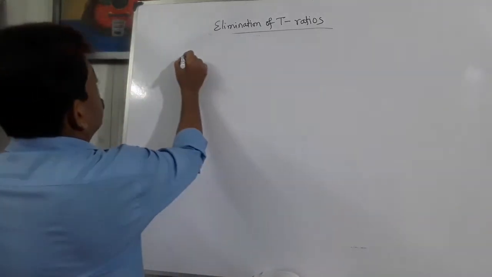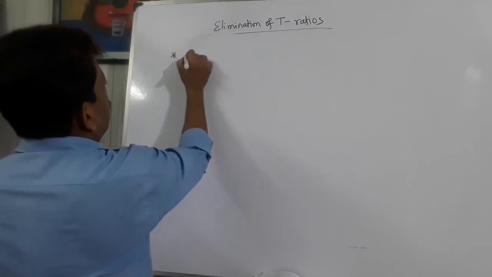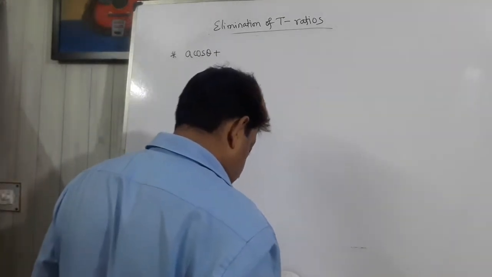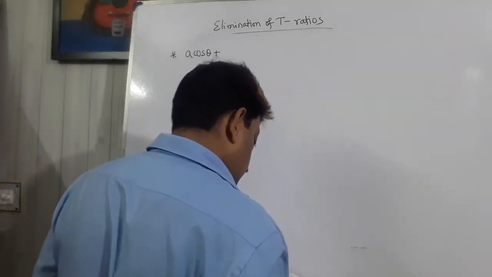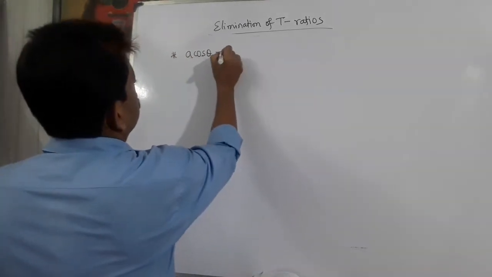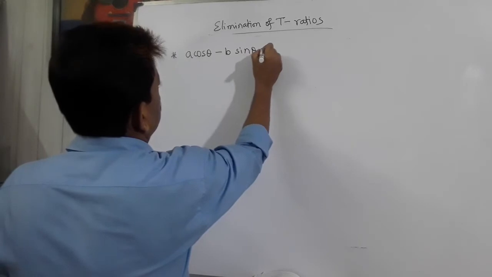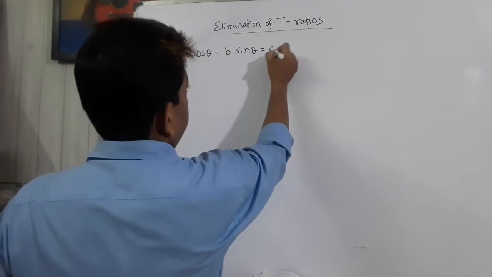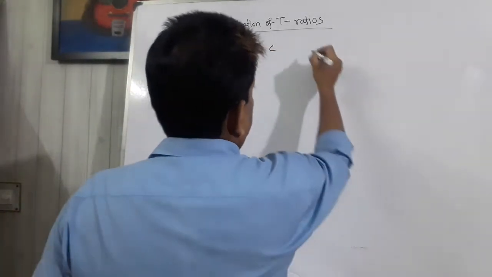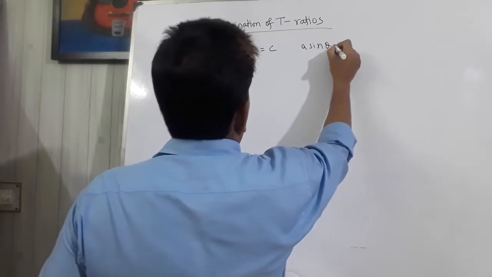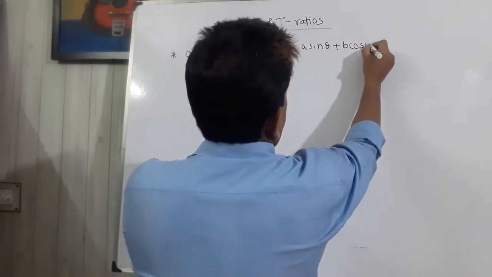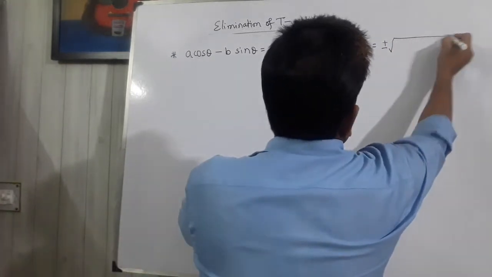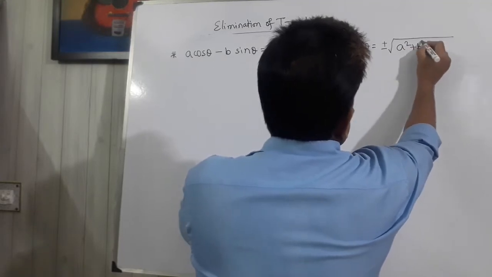It is given in the question, it is very important. A cos theta minus B sin theta equals C. We have to prove that A sin theta plus B cos theta equals plus minus root over A square plus B square minus C square.